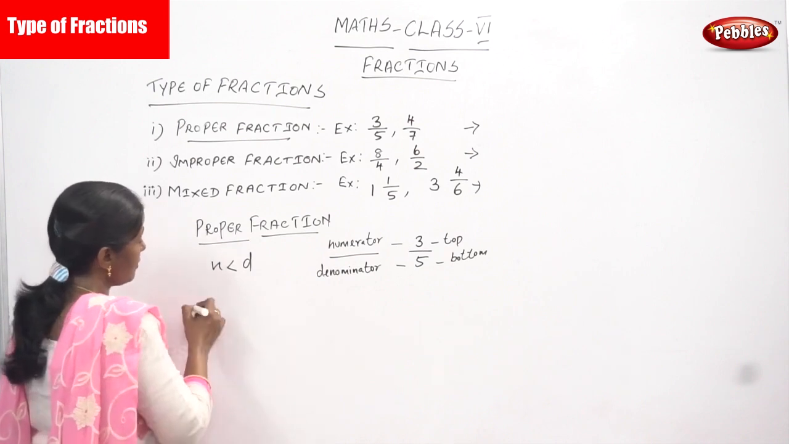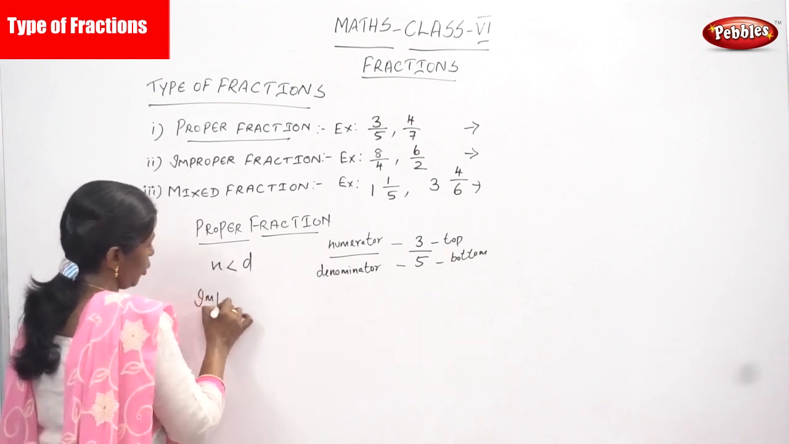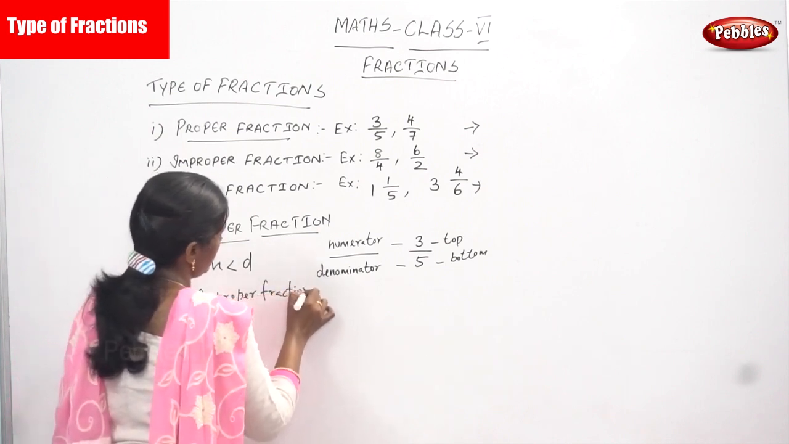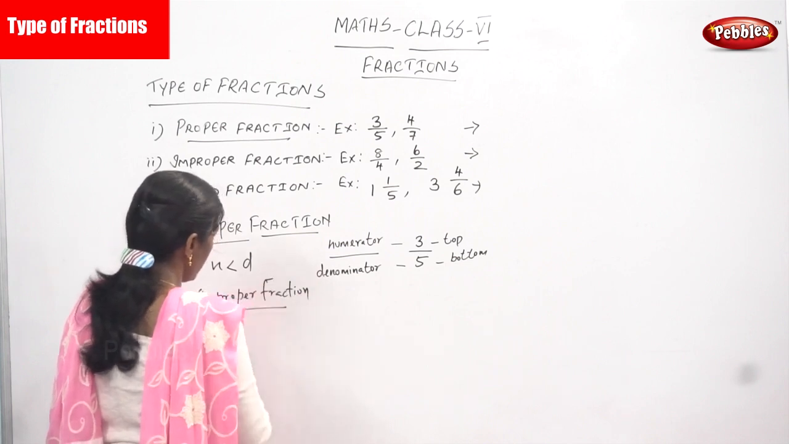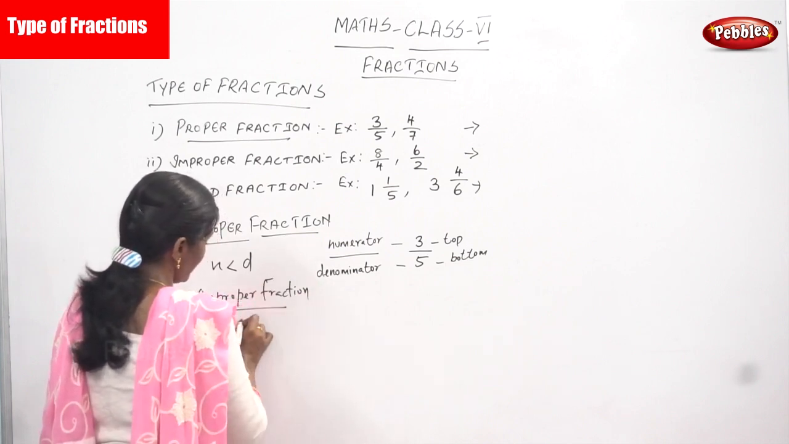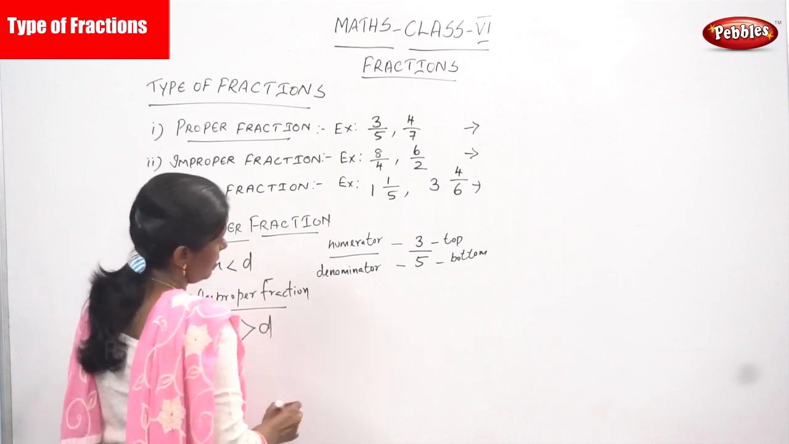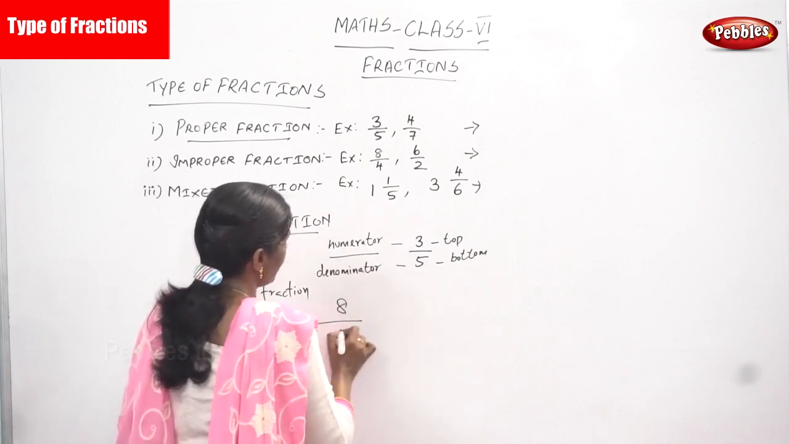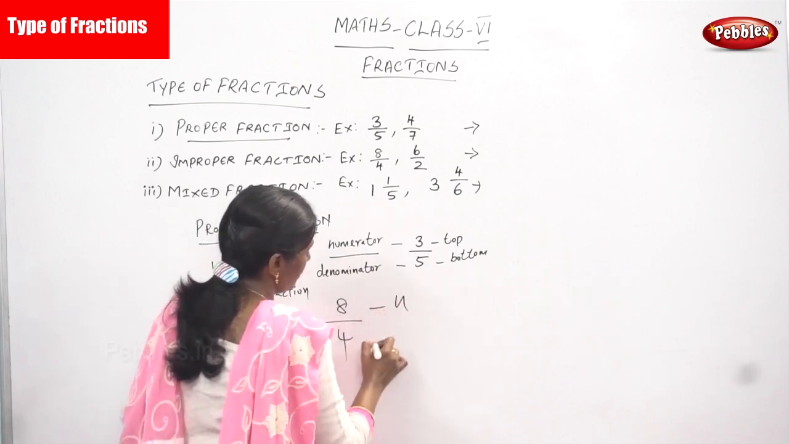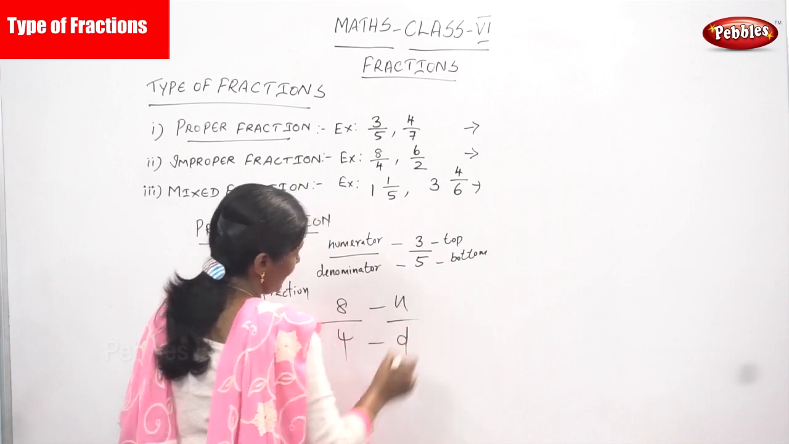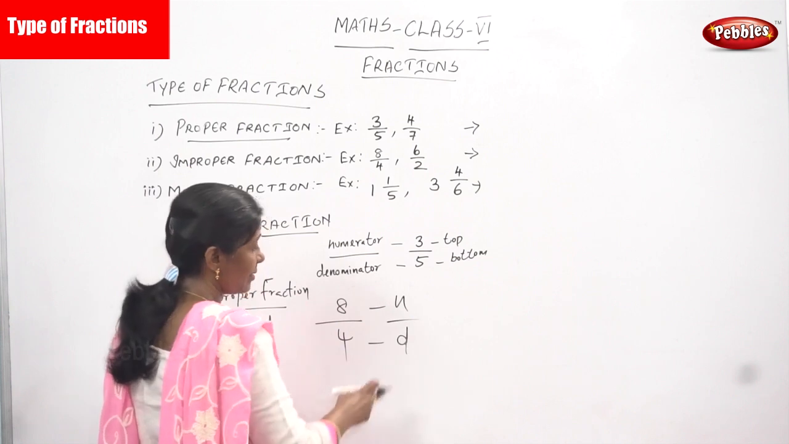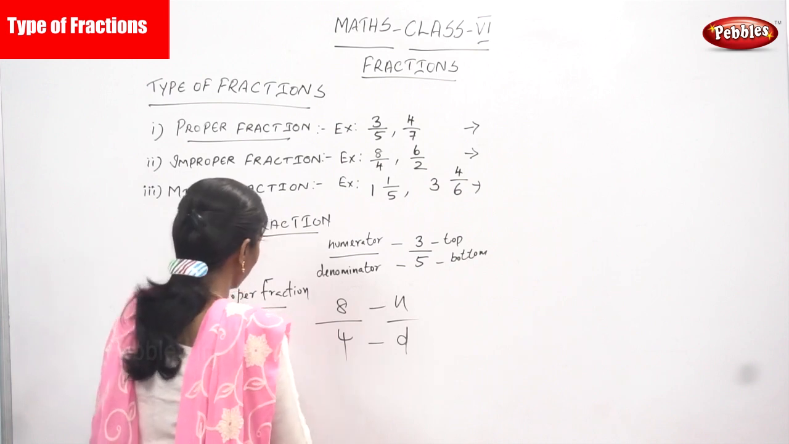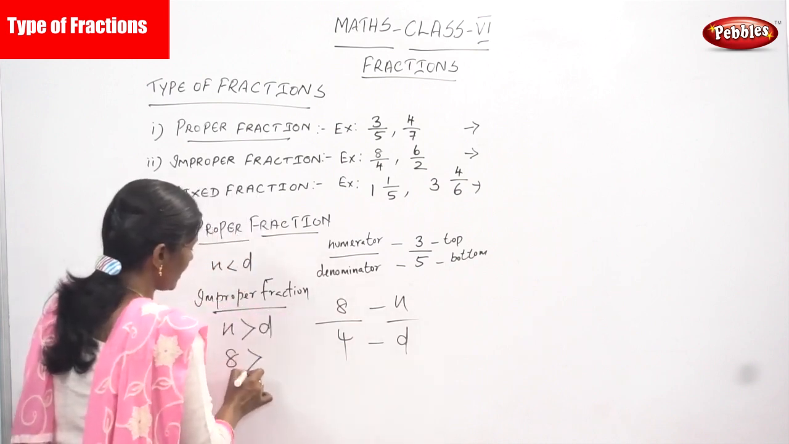And next one is improper fraction. An improper fraction is one where the numerator is greater than the denominator. For example, I have given 8 by 4. 8 is the numerator and 4 is the denominator. So n denotes numerator and d denotes denominator. 8 is greater than 4.